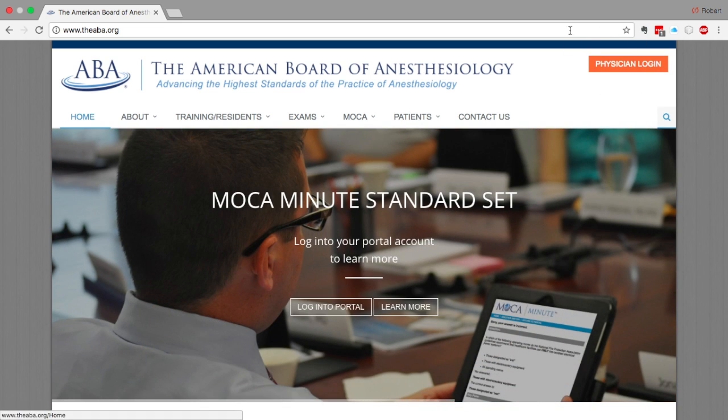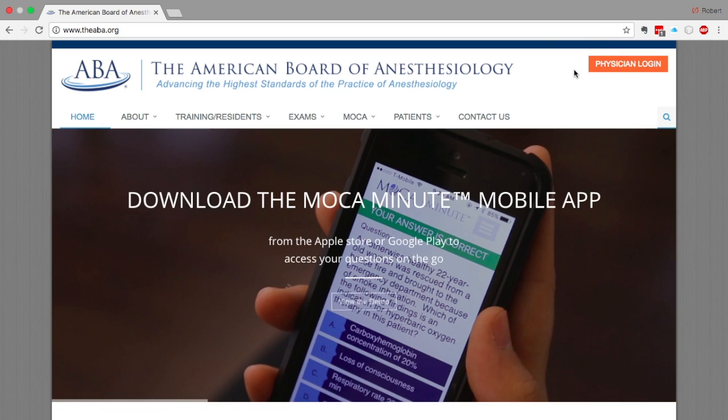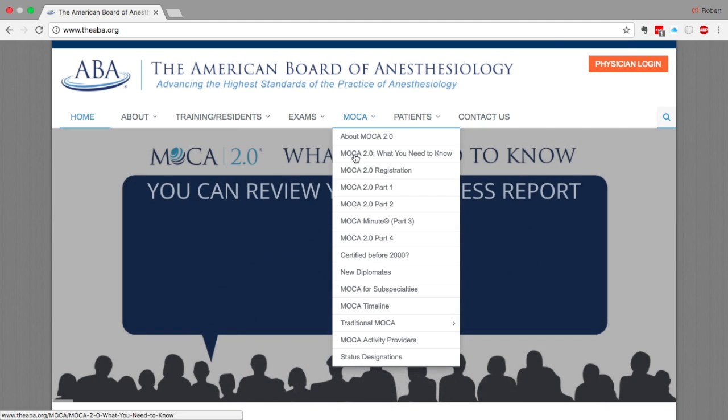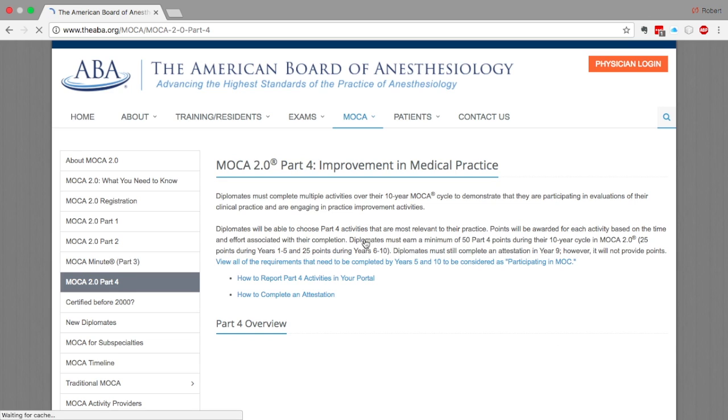Normally, if you come here, the first thing you're going to do is click this physician login. That will go to your portal and will allow you to see your progress in terms of the MOCA 2.0 cycle and how you're coming along. Otherwise, we can go here to MOCA 2.0 Part 4 to talk about the topic of today.